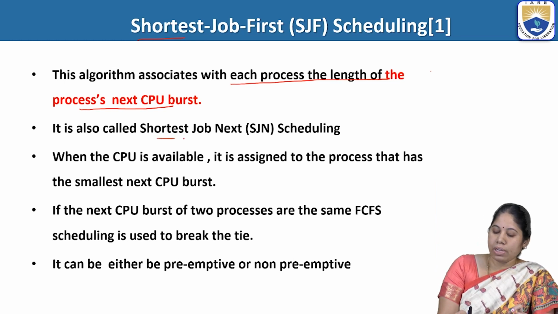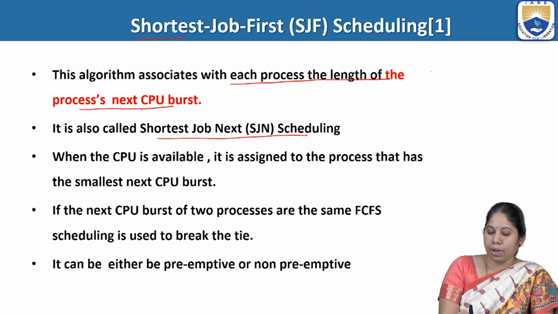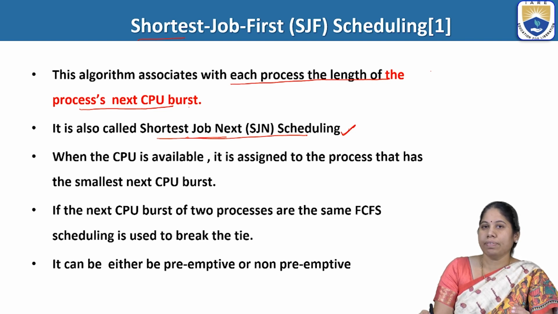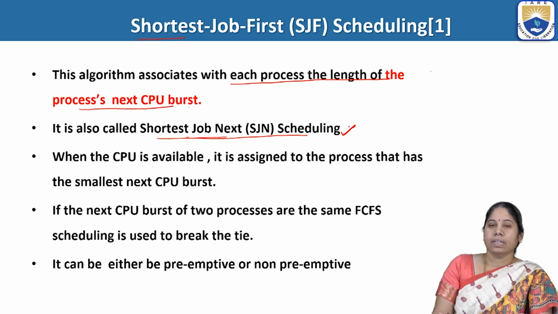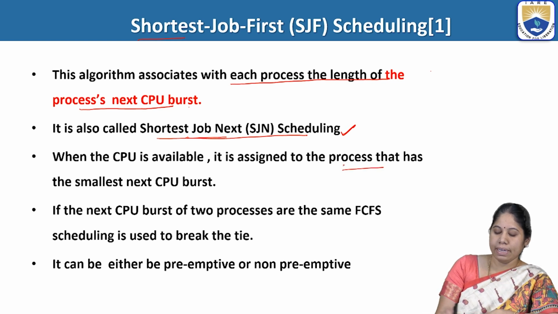So it is also called shortest job next scheduling, because the scheduling depends on the process's next CPU burst. That's why we also call this algorithm shortest job next scheduling, because scheduling will be based on the CPU burst time of the next process, right? So whenever the CPU is available, it will be assigned to the process that has the smallest next CPU burst.